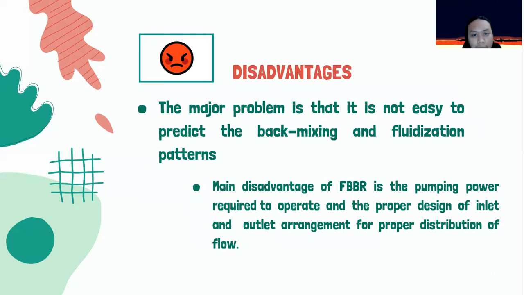And now the disadvantages. The major problem is that it is not easy to predict back mixing and fluidization patterns, so we cannot be really sure how good the mixing is. The main disadvantage of the FBBR is the pumping power required to operate, and the proper design of the inlet and outlet arrangement for proper distribution of flow. Like in the case study before, we know that different designs of inlet and outlet have different results. Next.